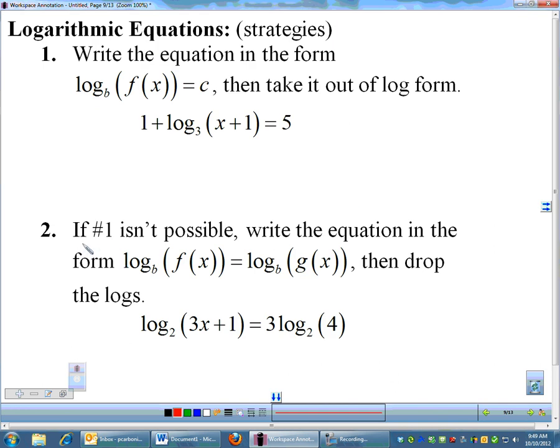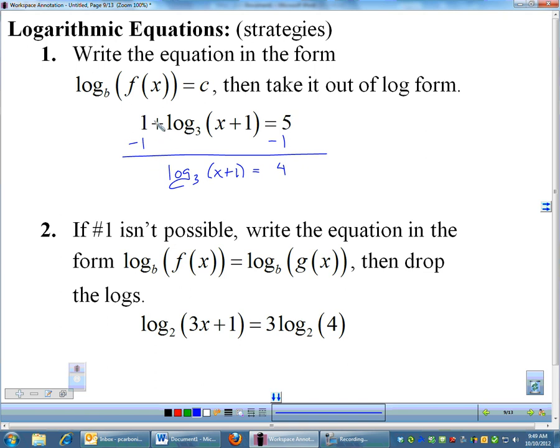All right, so solving log equations. Log and exponential functions are very closely related. We have two strategies. The first one, if there's only one log, or if you have just a number floating by itself, like I have a 1 and a 5, what you want to do is isolate the log. So I'm going to isolate the log base 3 of x plus 1 equals 4. I'll move that 1 over.